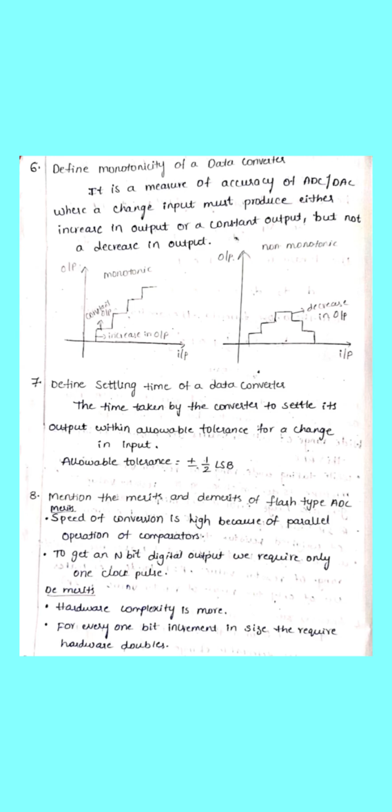Question number 8. Mention the merits and demerits of flash type ADC. Merits: speed of conversion is high because of parallel operation of comparators, and to get an n-bit digital output we require only one clock pulse. What are the demerits? Hardware complexity is more. We have done problems, we have expanded for 3-bit and 4-bit, and for every 1-bit increment in size, the required hardware doubles. That is the disadvantage.